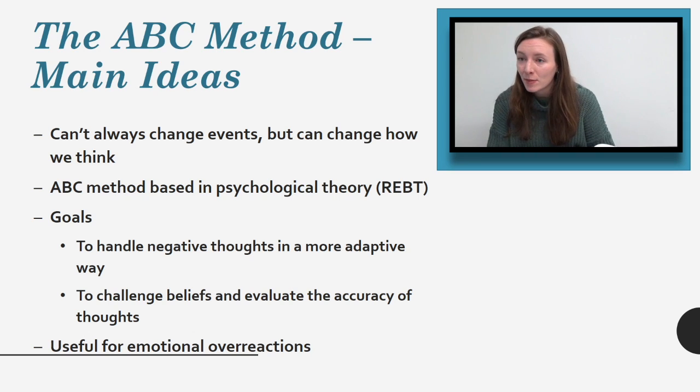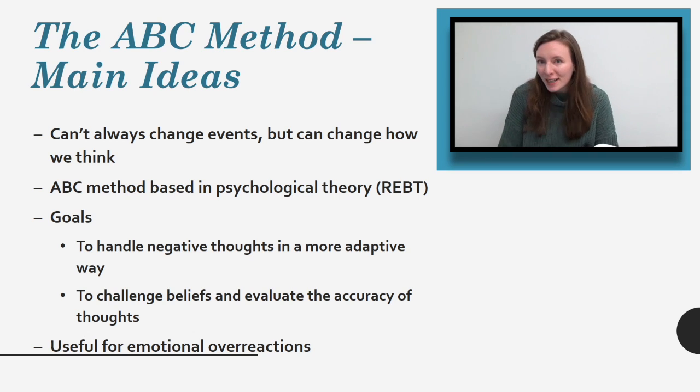The main idea for the ABC method is this broad idea that we can't always change what happens to us. We can't always change the events or circumstances in our lives, but we can change how we think about those events or situations. This is an idea from philosophy, and then some psychologists came up with a method for evaluating those beliefs to make them more adaptive or helpful. The goal is to handle negative thoughts in a more adaptive way and to challenge some of those beliefs that might be making us feel worse about a situation.